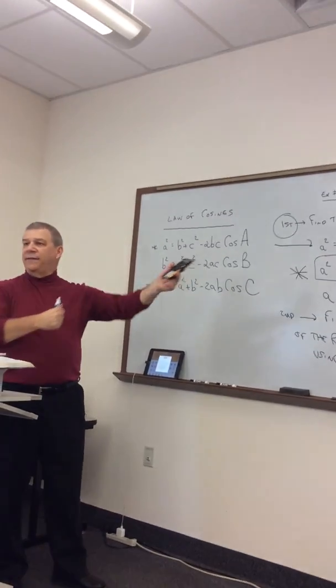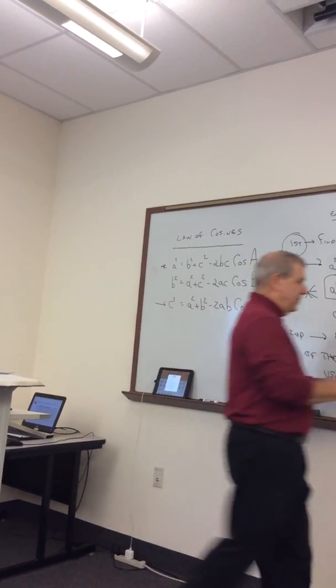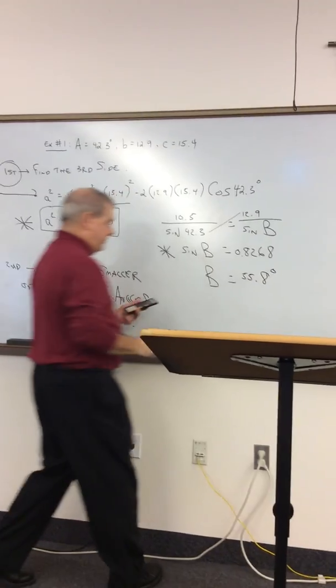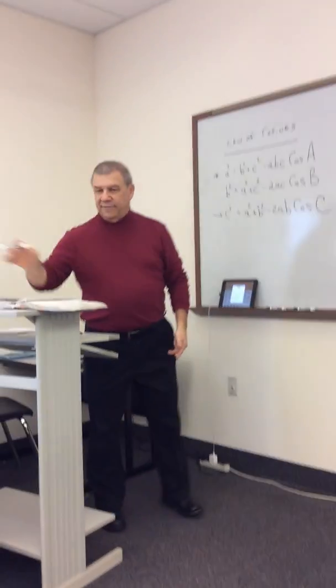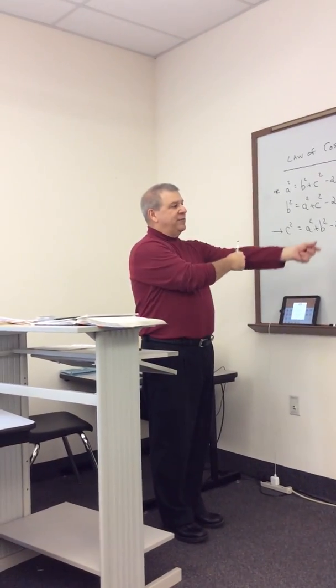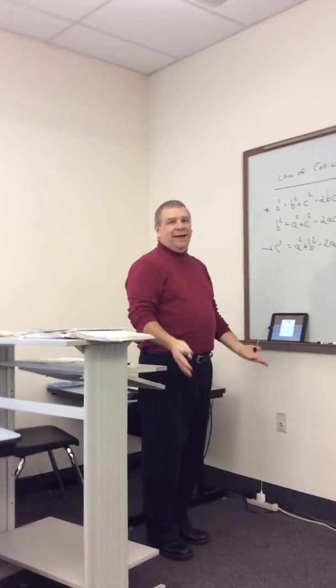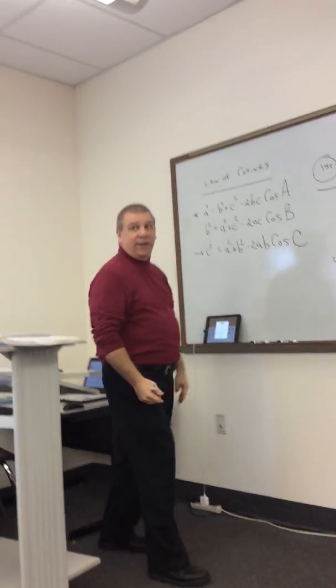Round it. Nearest 10. Jack? 55.8. 55.8 degrees. And then it's pretty simple to finish, isn't it? What's the only thing left to find? Howard. Angle C. And that's just add the 2 and subtract the 180, right?